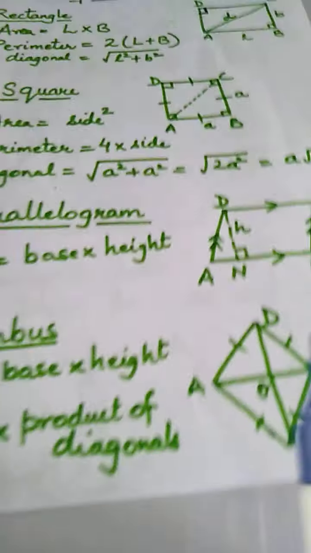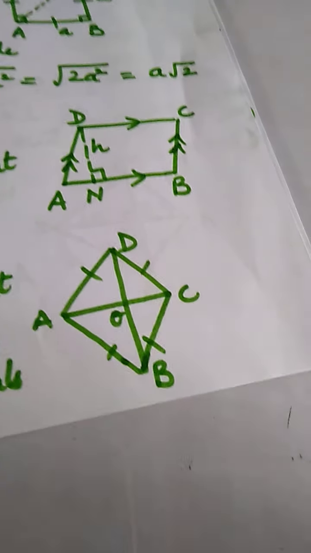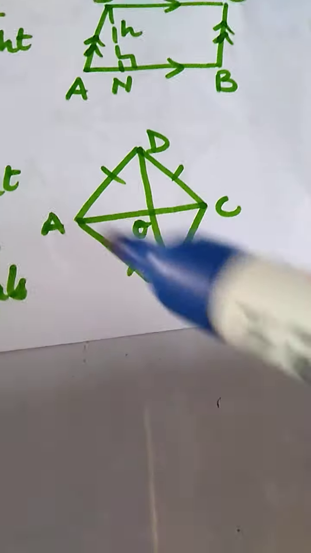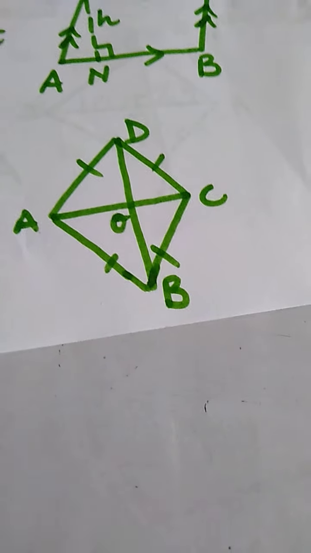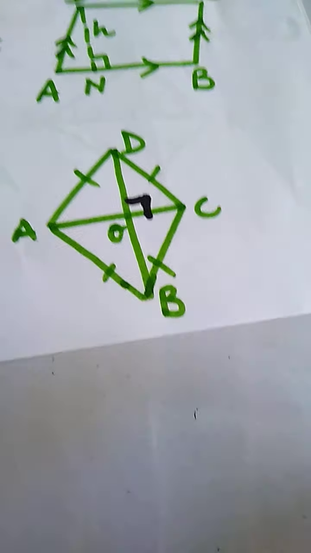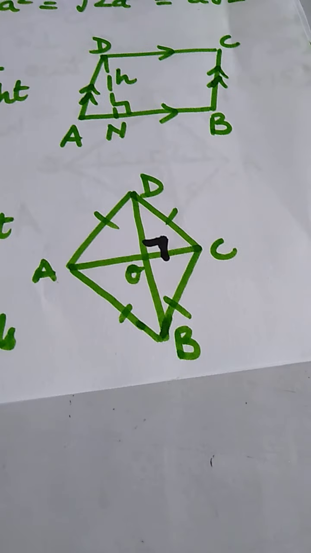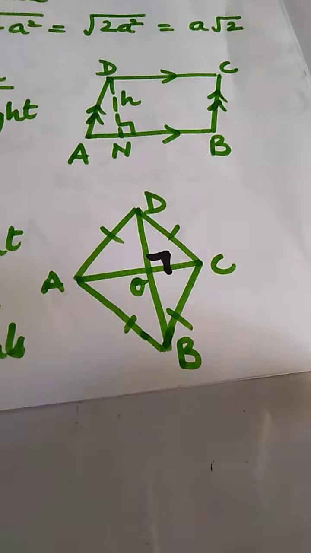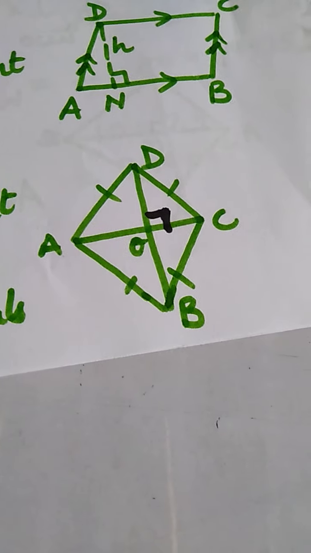Now coming to the other figure, which is the rhombus. What are the properties of a rhombus? Let us first see that. ABCD, you can see this figure is a rhombus. Clear? And here it is not a square. All its sides are equal, but it is not a square. How is it different from a square? Its diagonals bisect at 90 degrees, and in a square also the diagonals bisect at 90 degrees. But the difference is that a square has each interior angle as 90 degrees, but in a rhombus each interior angle is not equal to 90 degrees.